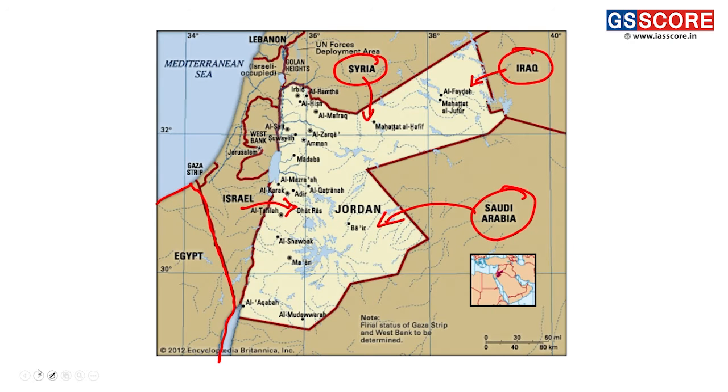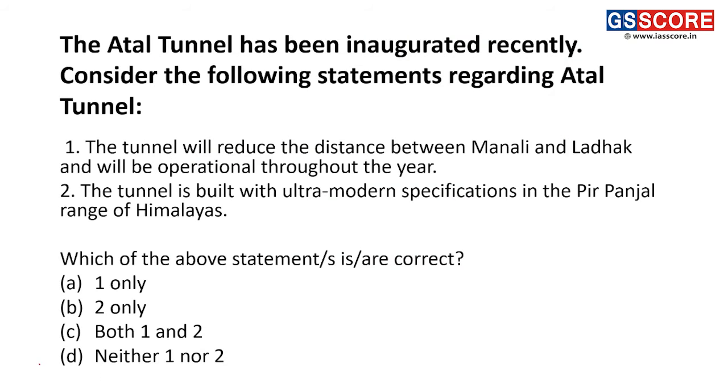Jordan was recently in the news because of the various upheavals going on in the neighboring countries. Okay, there is a kind of militarism present in this region, which is leading to upheaval and civil wars in this region also. So Jordan is also being affected due to these reasons.